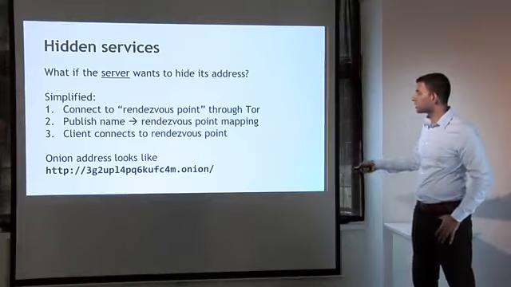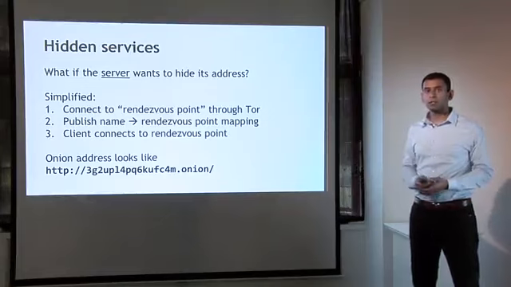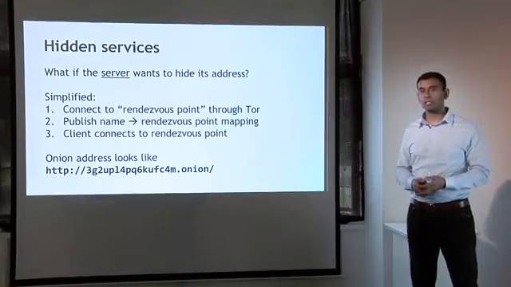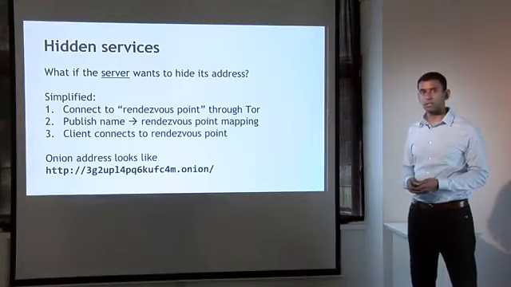And so these are called onion addresses, and they're going to look like this long string .onion. And notice that it looks a lot like Bitcoin public keys. And it's for sort of the same reasons. It's because anyone can generate one of these.